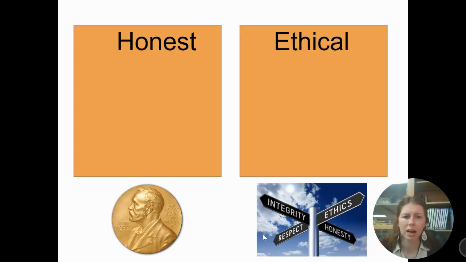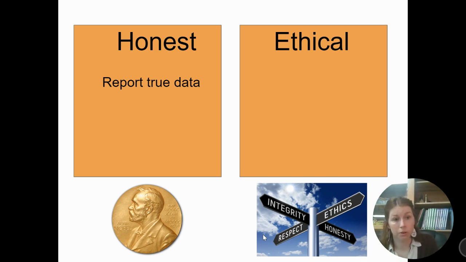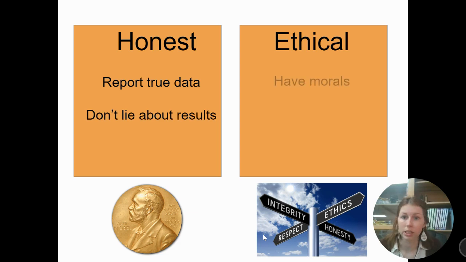Scientists should also be honest and ethical. These 2 kind of go together. So honesty is when you tell the truth. And so scientists should report true data. Sometimes it's tempting if you're doing an experiment and you expect results to be one way and your data is not showing that. Sometimes it's tempting to skew your data or change your numbers so that your results look like what you thought would happen. And that's wrong. Scientists should not do that. They should only say what is the true data that they gathered. They shouldn't lie about the results. And so why might a scientist do this?